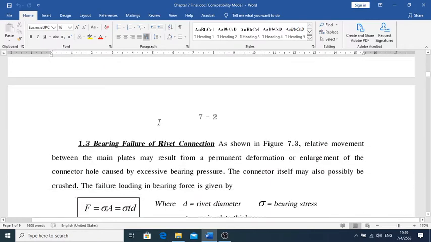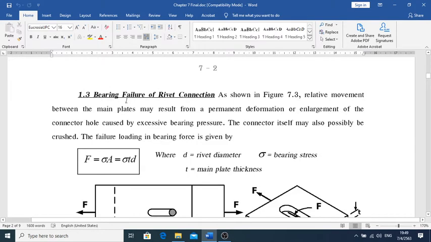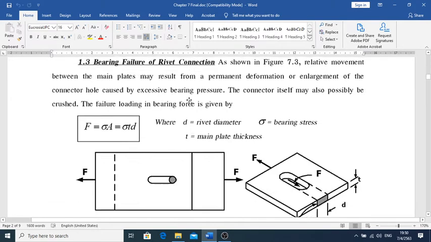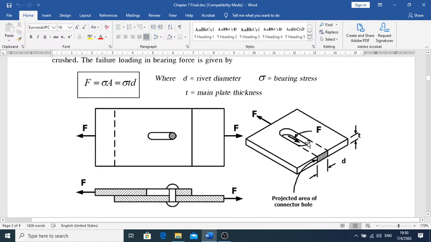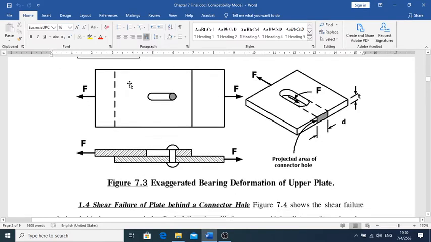And then 1.3 is going to be bearing failure of the rivet connectors. This is going to be the bearing failure of the main plates. It's going to be the projected area of the connecting holes there. It's going to be the projected area of T times D, like that.